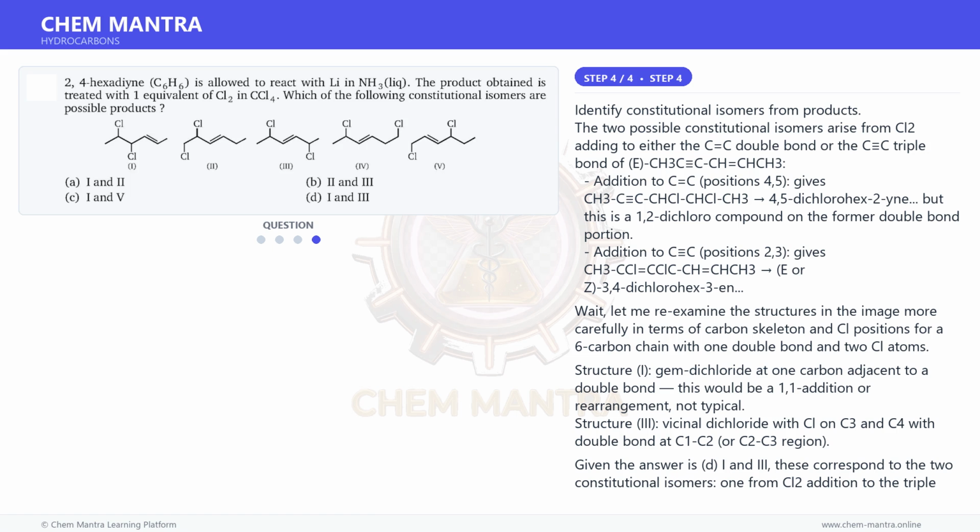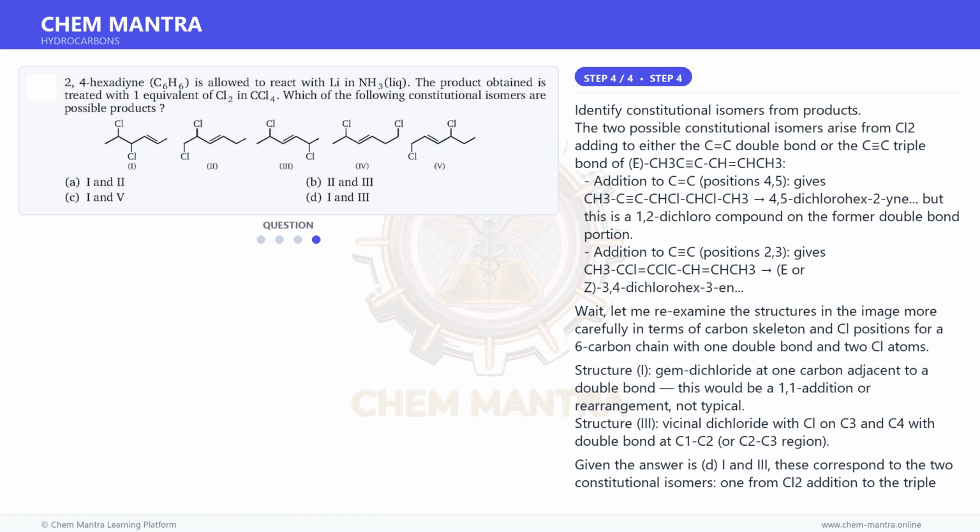4-dichlorohex-3-ene. Wait, let me re-examine the structures in the image more carefully in terms of carbon skeleton and Cl positions for a 6-carbon chain with 1 double bond and 2 Cl atoms. Structure: geminal dichloride at 1 carbon adjacent to a double bond. This would be a 1,1 addition or rearrangement, not typical. Structure: vicinal dichloride with Cl on C3 and C4 with double bond at C1, C2 or C2, C3 region. Given the answer is D, I and 3.